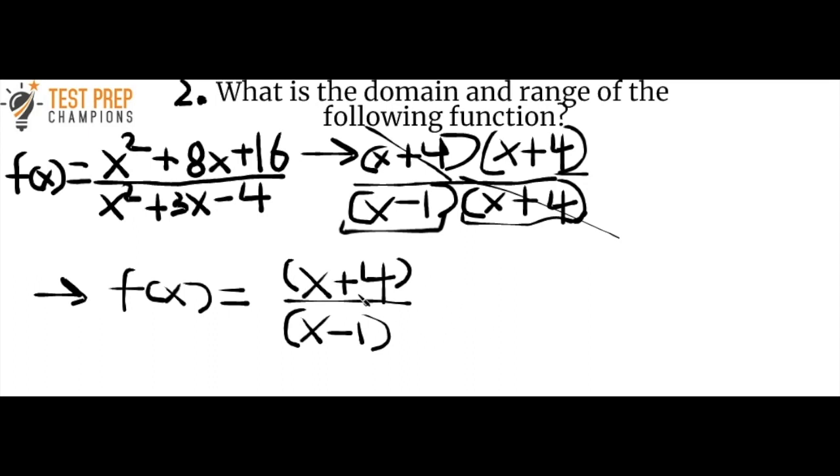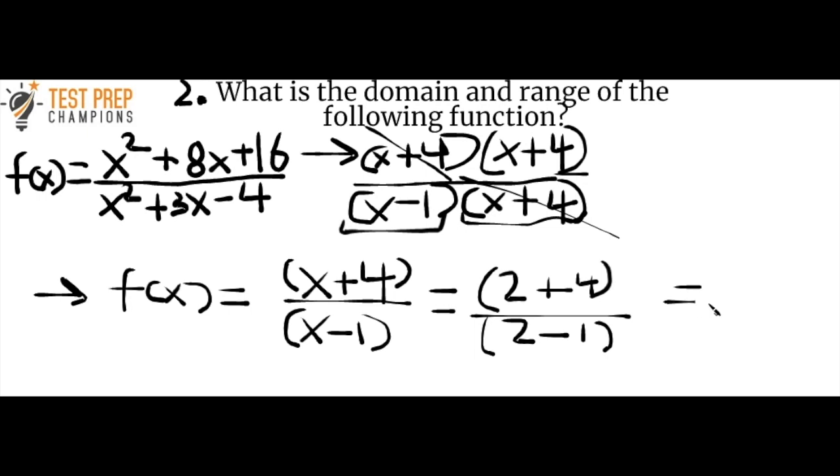All right, but no matter what we put in for x here, we're never going to be able to get that. For example, let's say we plug in 2 for x. We would have 2 plus 4 up top, and down here we're going to have 2 minus 1. This is obviously going to be equal to 6 divided by 1, which is 6 over 1. So no matter what happens, this can never be 1.